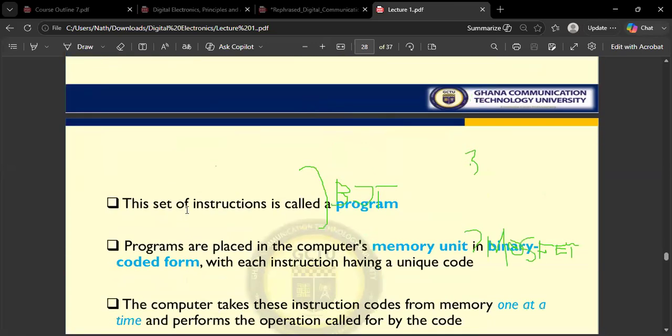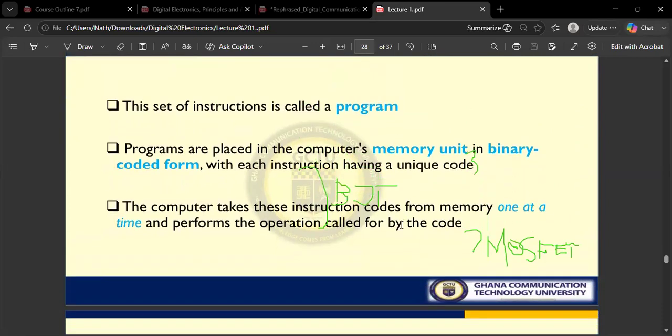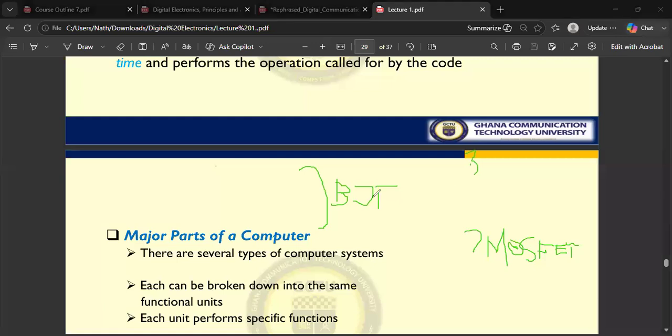So this set of instructions is called a program, and the program or the instructions, represented in binary form, are stored in the memory unit, right? They are placed in the memory unit, and then there are major parts of computers.